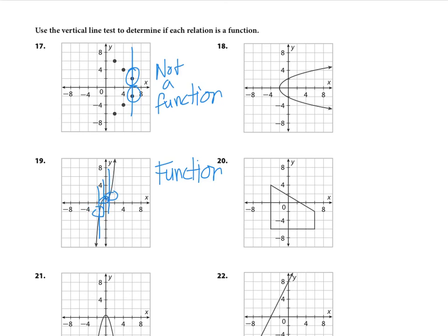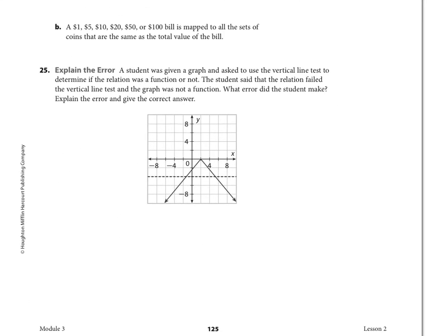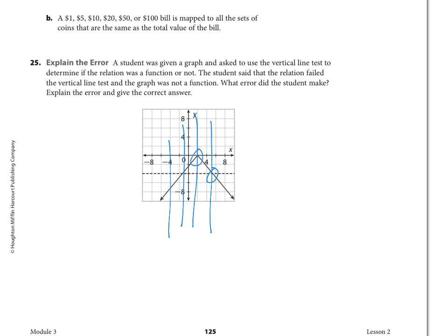All right, let's go to problem number 25 now. It says, explain the error. A student was given a graph and asked to use the vertical line test to determine if the relation was a function or not. The student said that the relation failed the vertical line test. Well, here's why they said it failed. Because it hit 2 points. The problem is they didn't draw a vertical line. They drew a horizontal line. Okay, so if we actually drew a vertical line, we're only going to hit it at 1 point every time. So in actuality, this really is a function. So make sure you know the difference in a horizontal and vertical line.